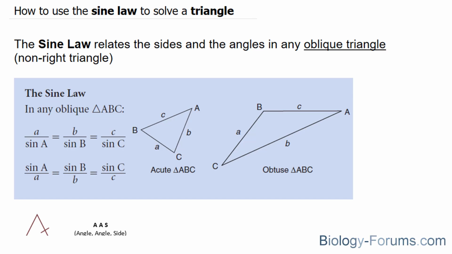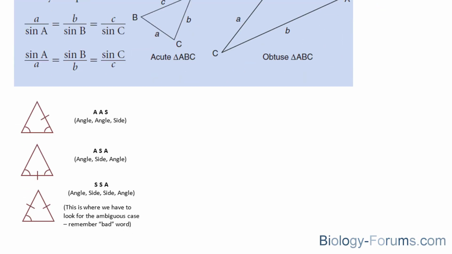So if you ever run into a situation where you need to find the side lengths or the angles of a triangle that is not a right triangle, such as one that is acute or obtuse as shown here, you would use the sine law, which is stated right here. Let's jump into an example to see how we can use the sine law.